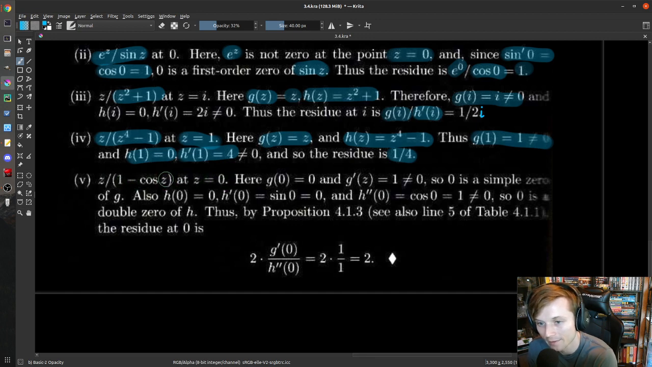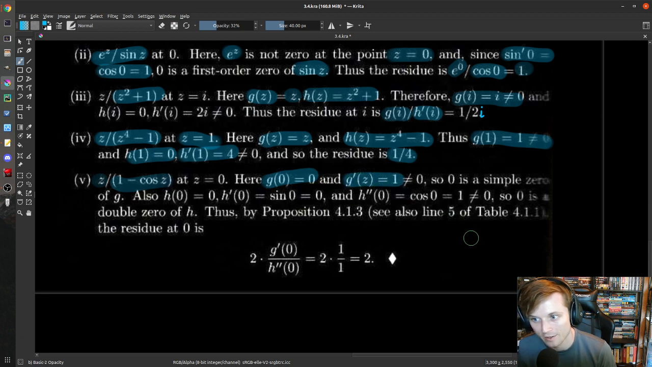Okay. z over 1 minus cosine of z at z equals 0. Obviously, the bottom is equal to 0. Top is also equal to 0. Ooh, okay. g of 0 equals 0. And g prime of z equals 1. That's non-zero. So 0 is a simple 0 of g, right?